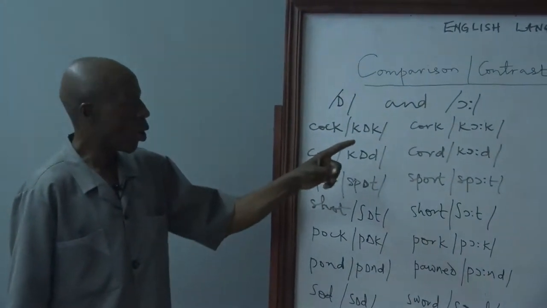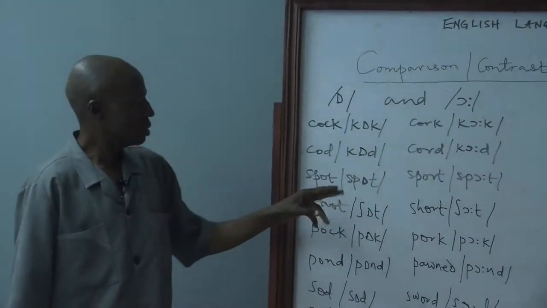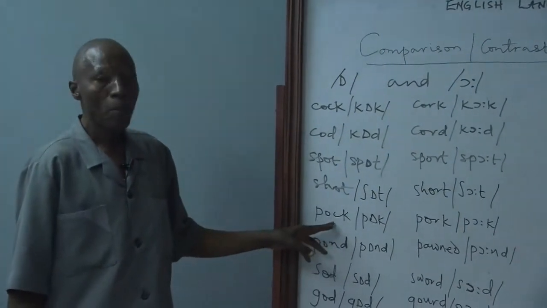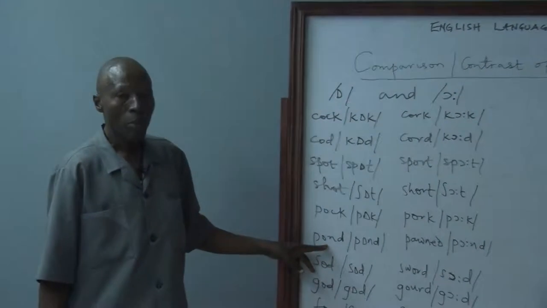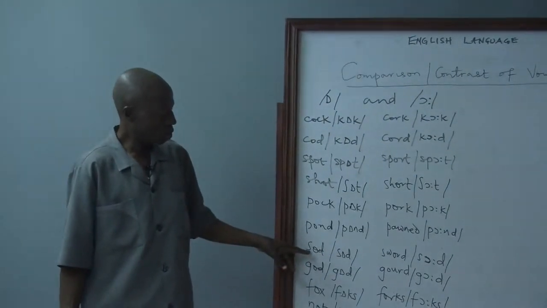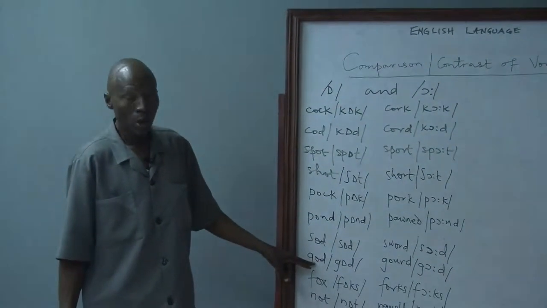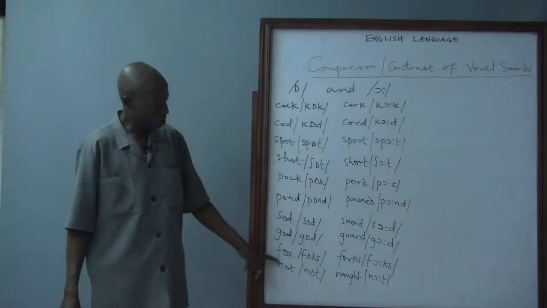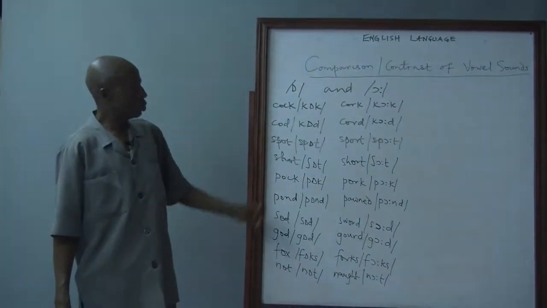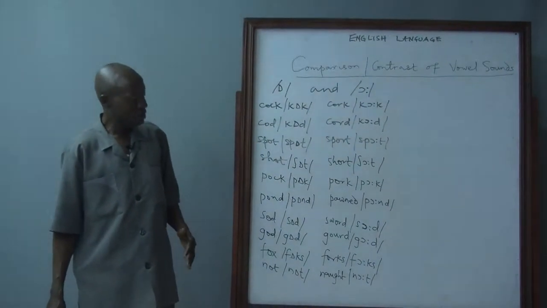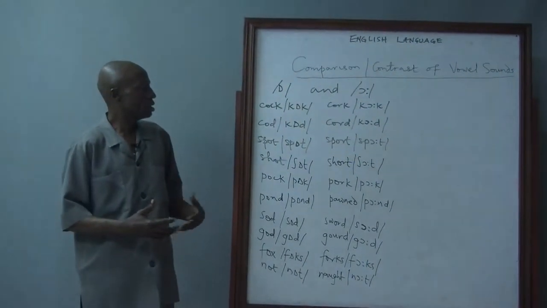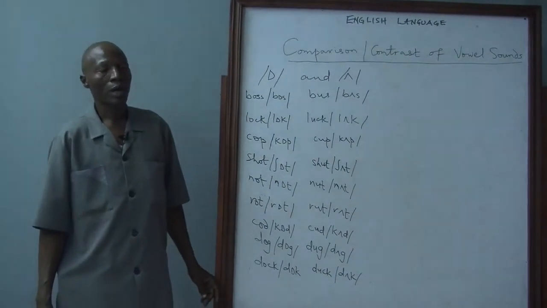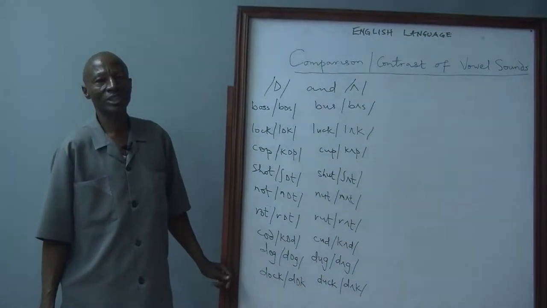Cock, cog, cod, spot, sport, short, pork, pond, sod, god, fox, not. So those are the words, and there are of course other words in your dictionary and your textbooks which you can easily refer to. Now we are on two other vowel sounds.